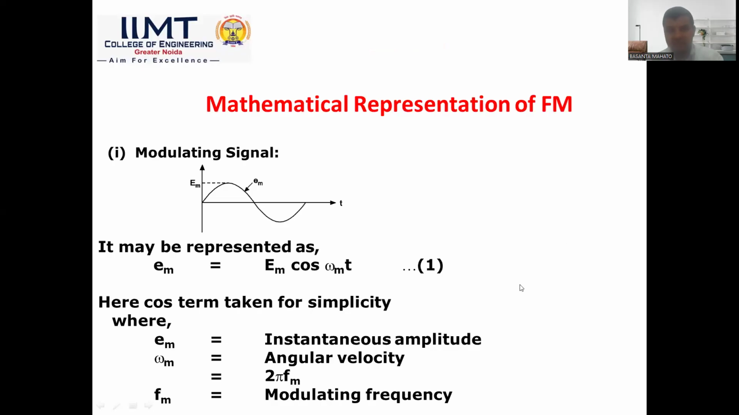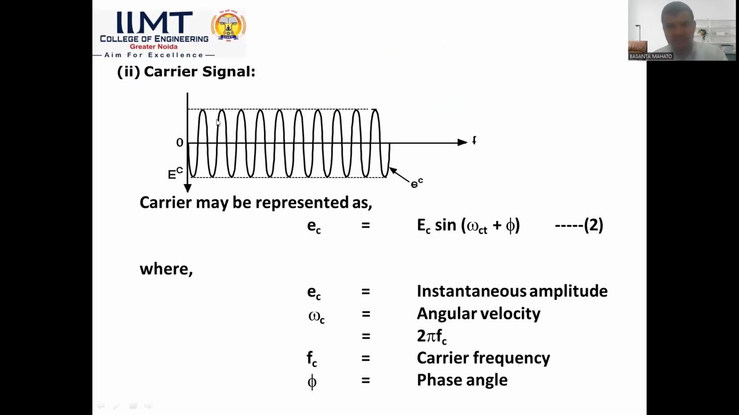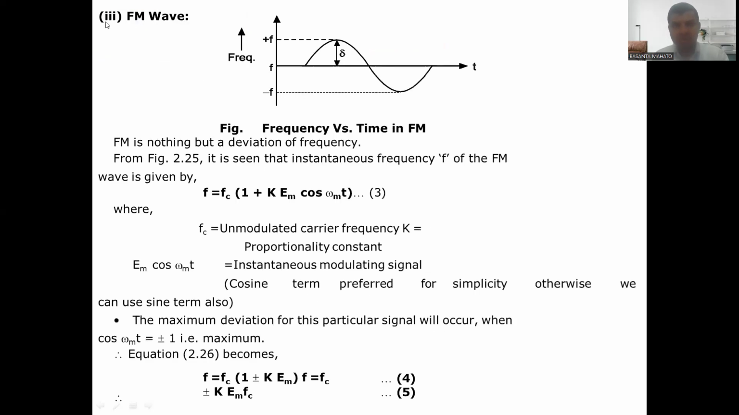These are the mathematical representation of the FM wave. It is a signal and phi m is the message, and this is the carrier. If we talk about the FM wave, then F is equal to Fc (1 plus minus k em). F is equal to Fc plus minus k em plus F.